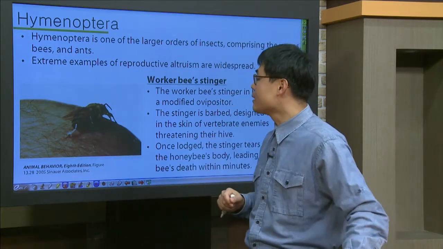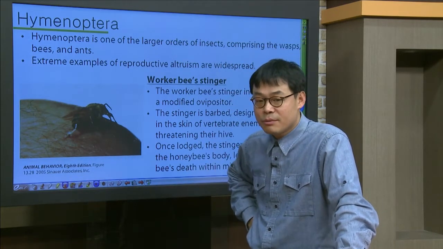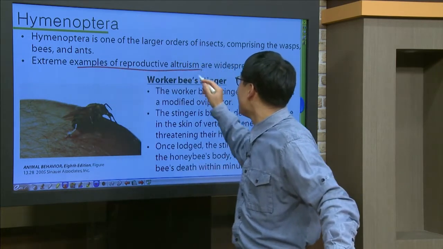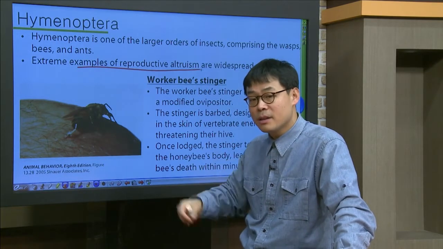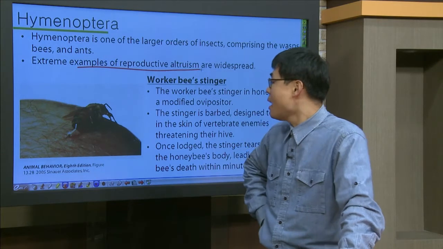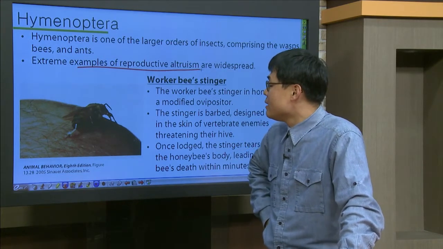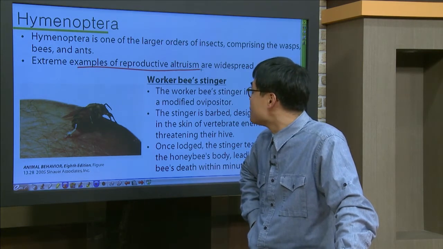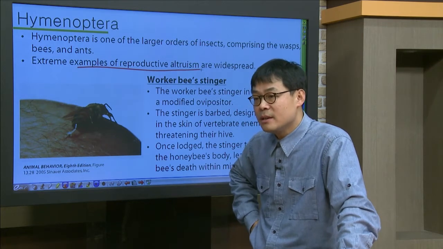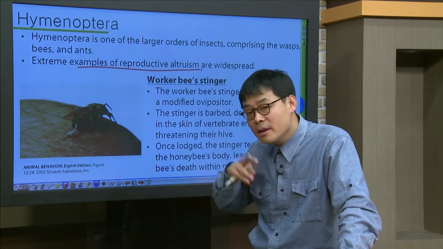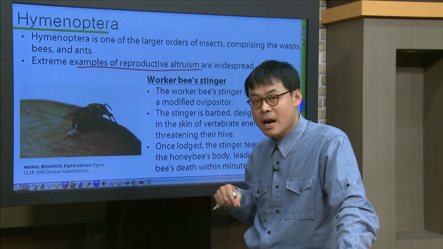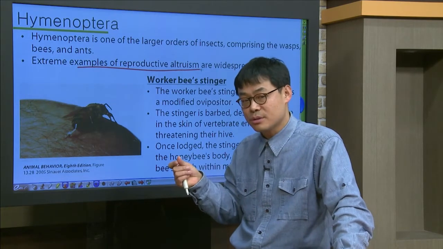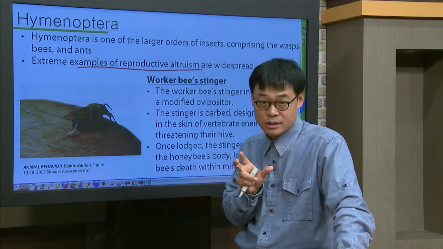And now let's look at the Hymenoptera, which we all know exhibit some extreme examples of reproductive altruism. Also, they have a highly developed society. Hymenopterans exhibit reproductive altruism. What it means is that in most of the members of Hymenopteran species, like honeybees, most of them do not reproduce. They just work. The worker bees.